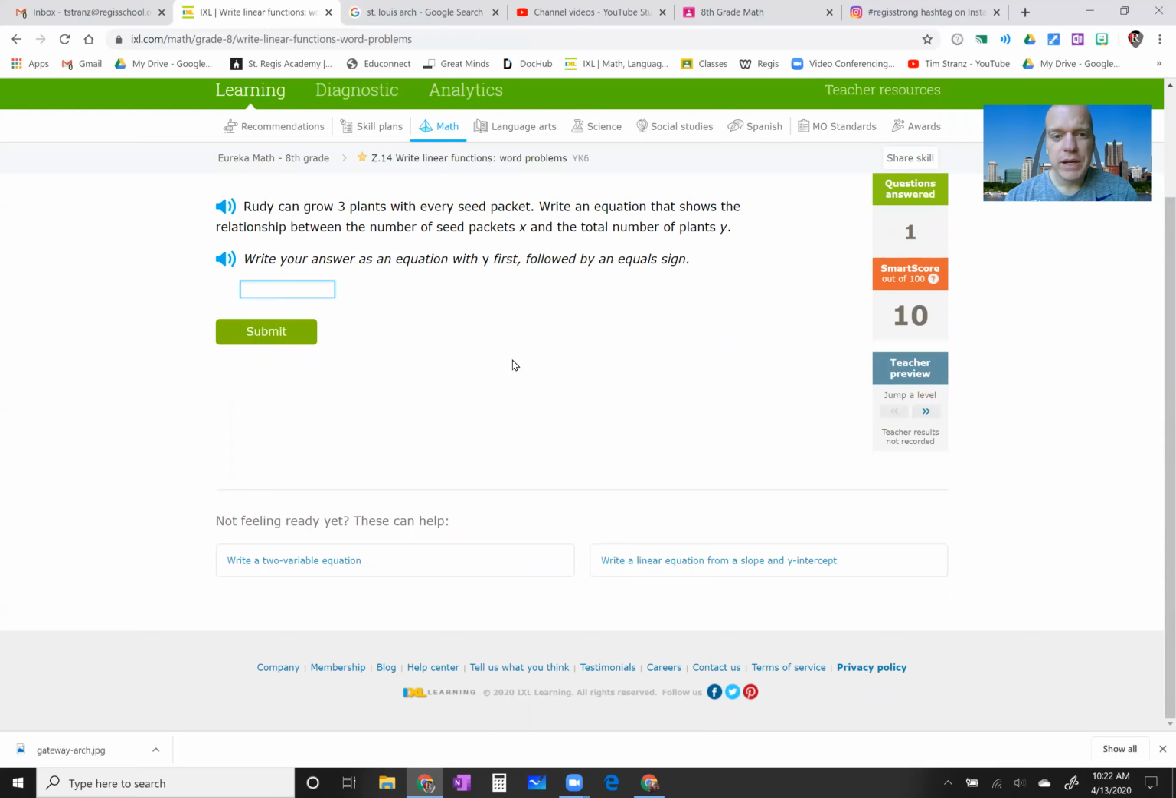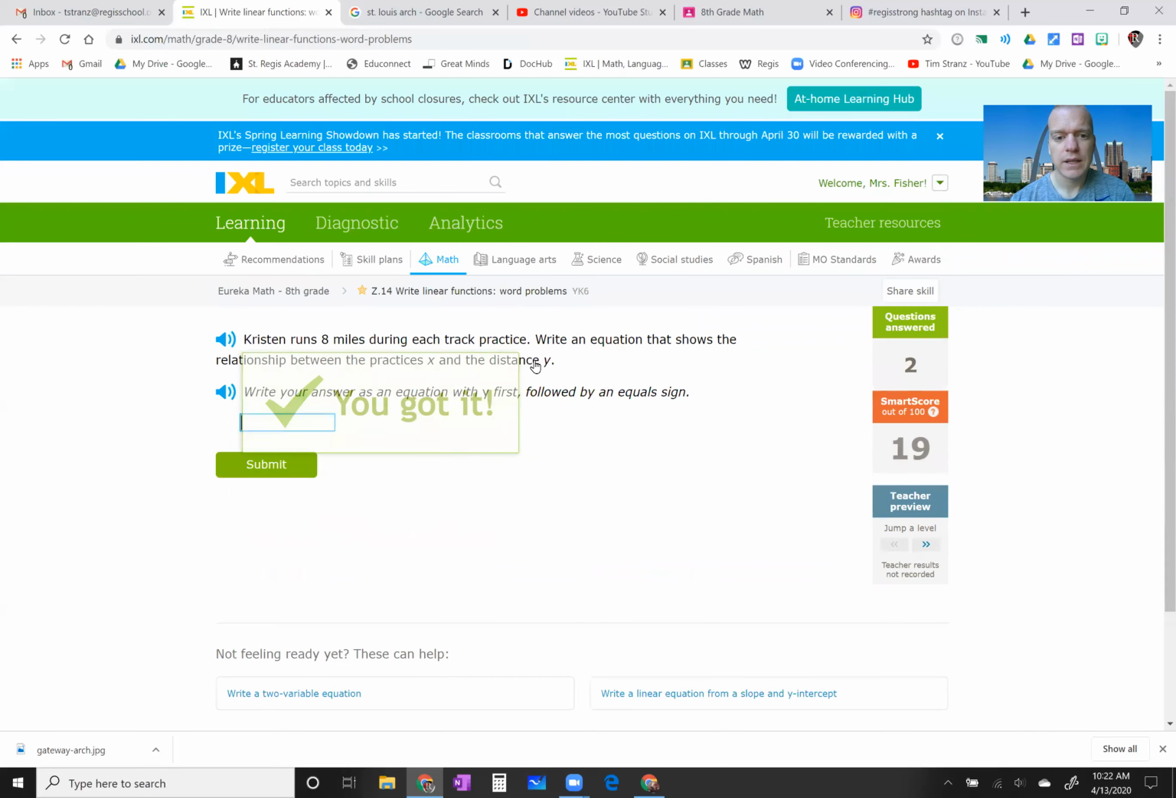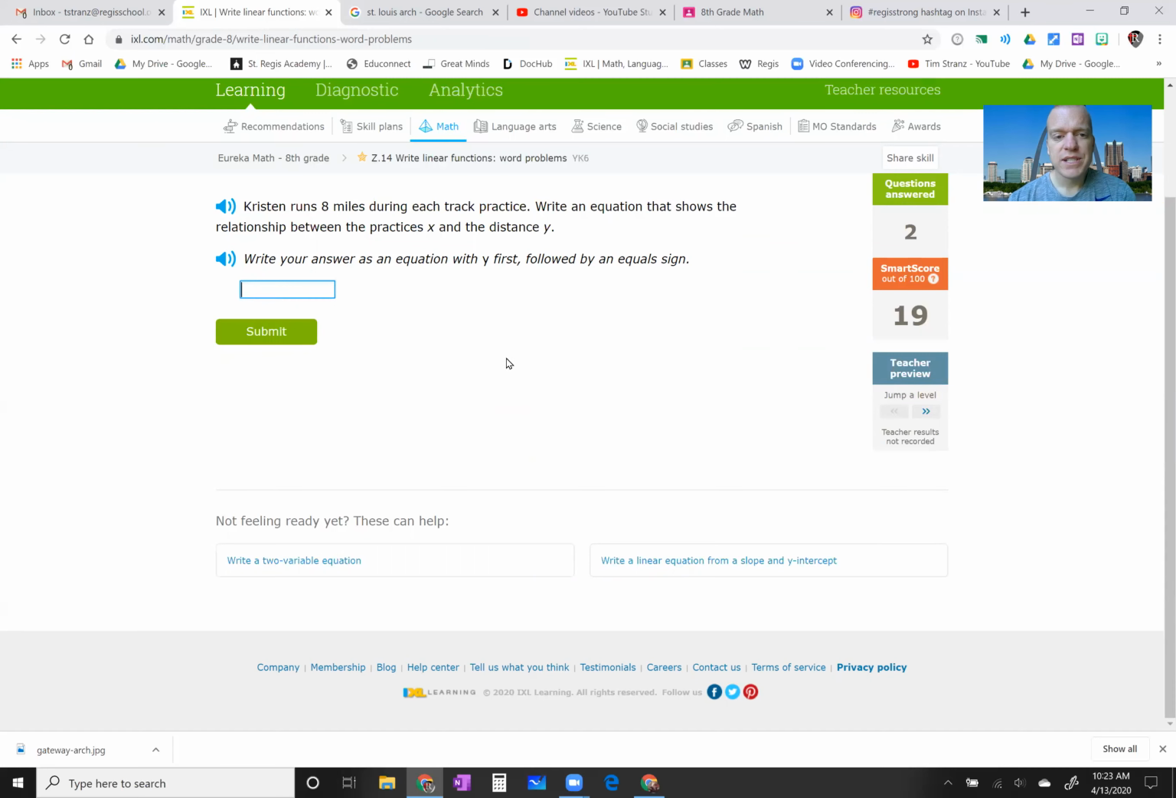So y equals 8x. Let's look at another one. Rudy can grow 3 plants with every seed packet. Write an equation that shows the relationship between the number of seed packets x and the total of plants y. So always y equals 3 plants with every seed packet. So 3x. Okay, let's look at another one. Kristen runs 8 miles during each track practice. Write an equation. Again, y equals 8 each track, right? So 8x.